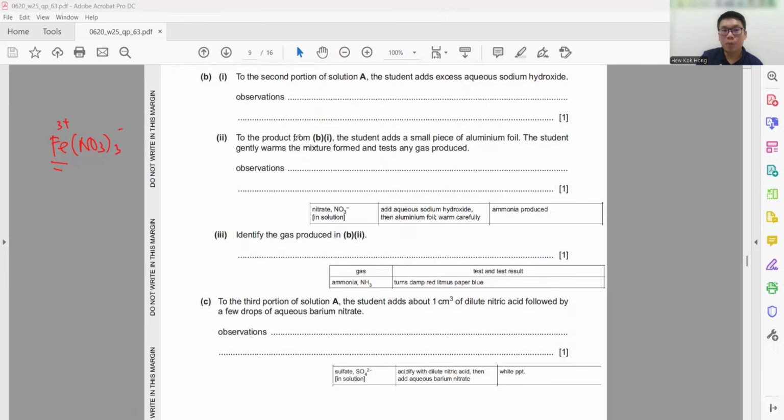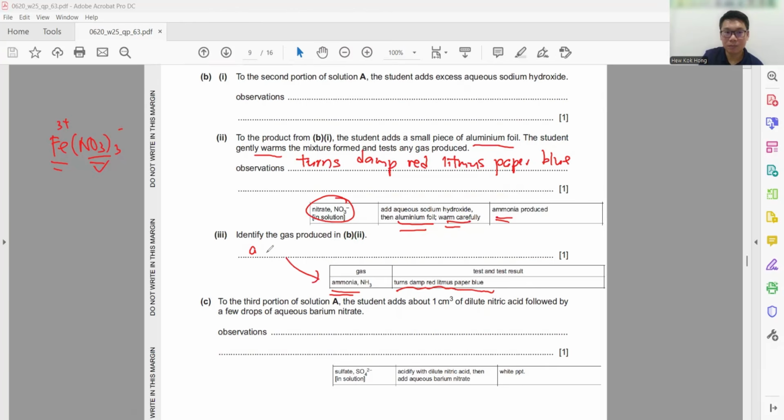B2, to the product from B1, the student adds a small piece of aluminium foil. Then the student warms gently the mixture and tests any gas produced. So adding aluminium foil and warming is to test for nitrate, which is this, and then ammonia will form. So what is the observation? The observation for ammonia gas is this. And then identify the gas produced: it is ammonia.